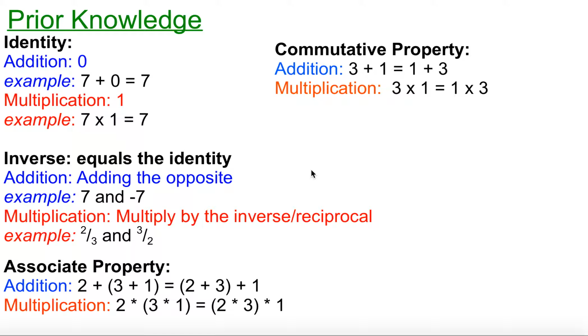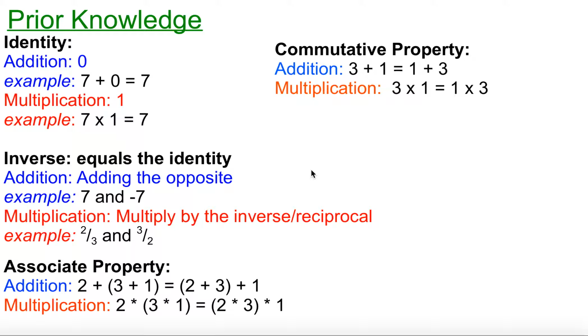Just recalling that the identity for addition is 0, anything plus 0 is itself. The identity for multiplication is 1, anything times 1 is also itself. And then for the inverse, we're always trying to equal our identity. So for addition, we're adding the opposite. For multiplication, we're going to multiply by the inverse or the reciprocal. And we're always going to equal the identity. So when we add them, we get 0, and when we multiply them, we get 1.